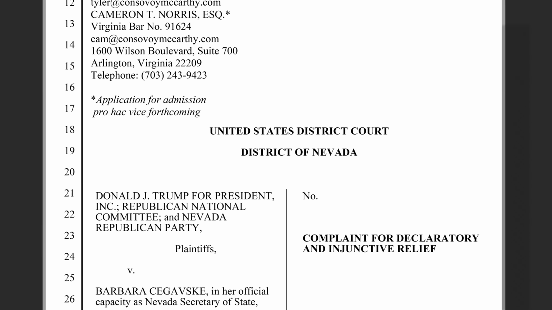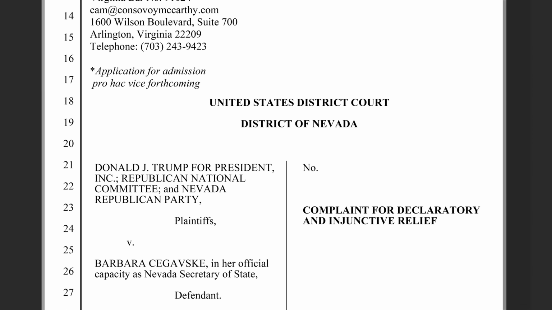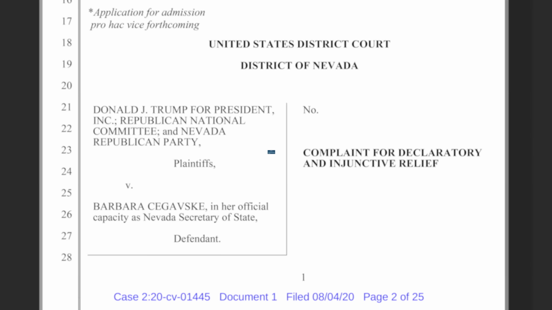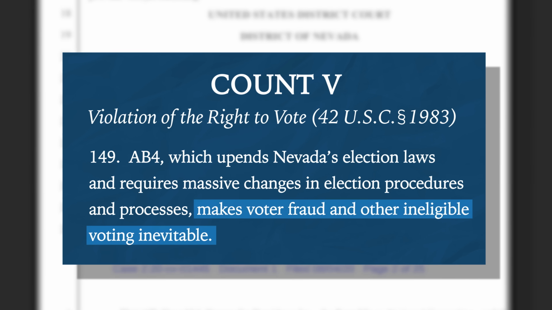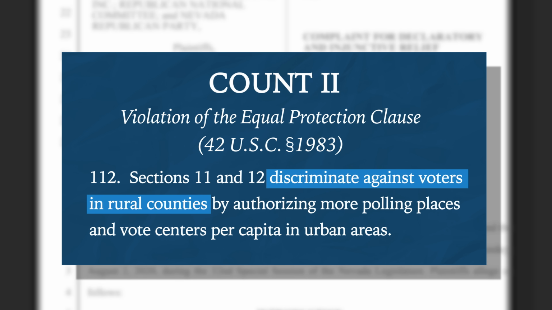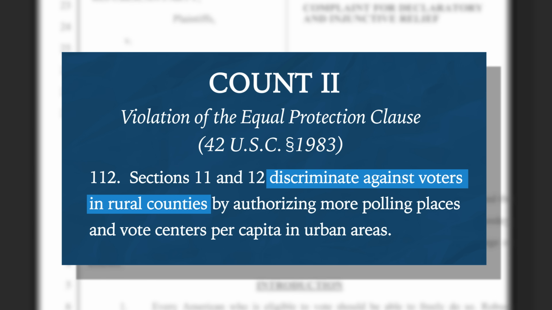And the Trump campaign has actually sued the state of Nevada over the state's new law expanding mail-in voting for the 2020 general election. According to the lawsuit, making all voters a ballot makes voter fraud, quote, inevitable. The lawsuit also claims that mailing all voters' ballots disenfranchises rural voters, violating the Equal Protection Clause.